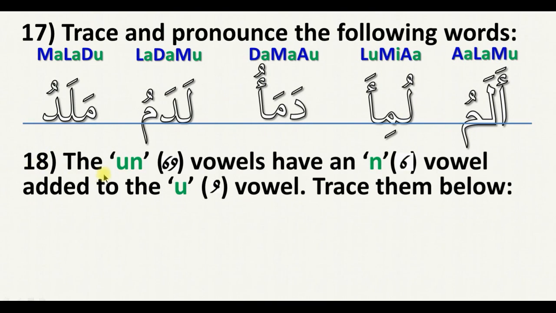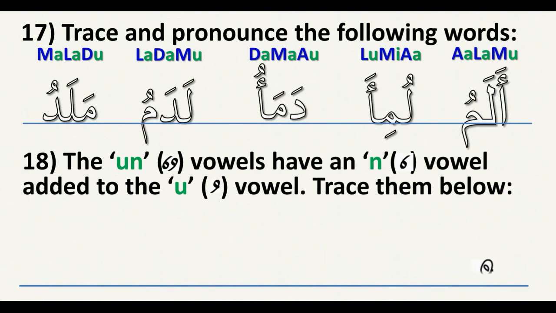For number 18, the UN vowels have an N vowel added to the U vowel. Trace them below. Here we have the U vowel which you have learned before. We will add an N vowel to that. Here we have the N vowel. It is written like the number 6 in English. While the U vowel is written like the number 9 in English, the N vowel is written like the number 6 in English.